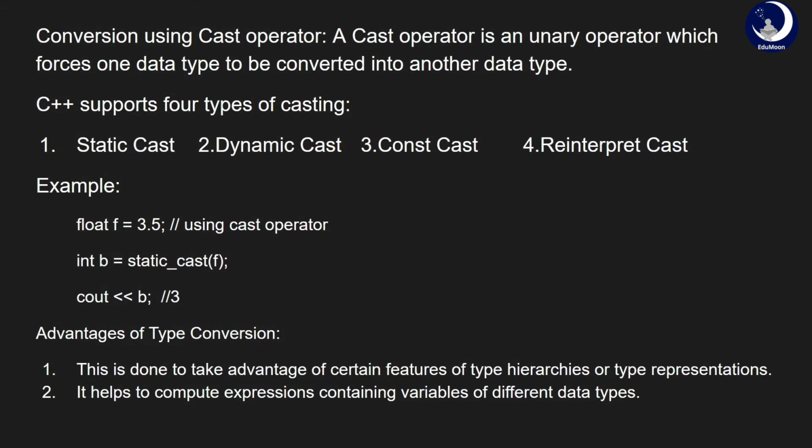The other method is conversion using cast operator. A cast operator is a unary operator which forces one data type to be converted into another data type. C++ supports four types of casting operator. The first one is the static cast, second one is the dynamic cast, third one is the constant cast, fourth one is the reinterpret cast. Float f is equal to 3.5, int b is equal to static_cast of f. That is the variable f. Now int b will be explicitly casted to the value of f. So 3.5 will become 3. Now cout b will give the output as 3.